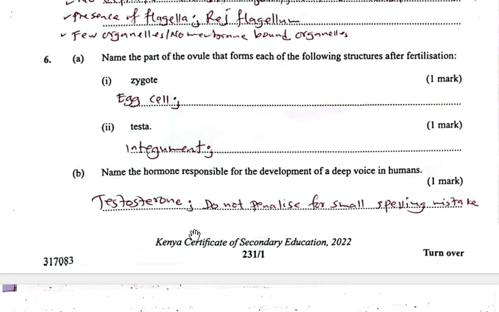That is the egg cell, and the egg cell will form the zygote when it fuses with the male nucleus. Then testa, that is integuments, and the integuments are the ones which form the testa.